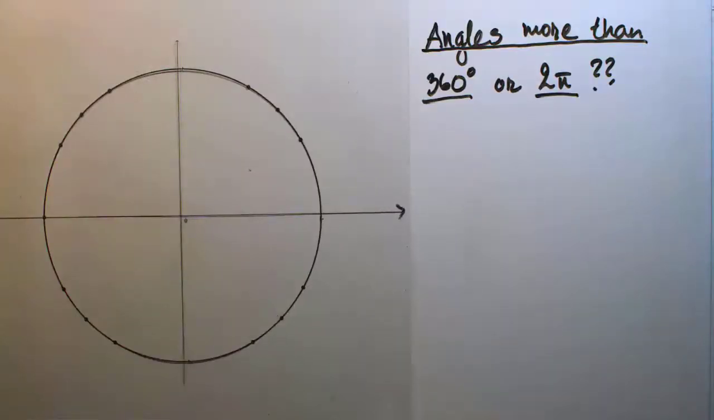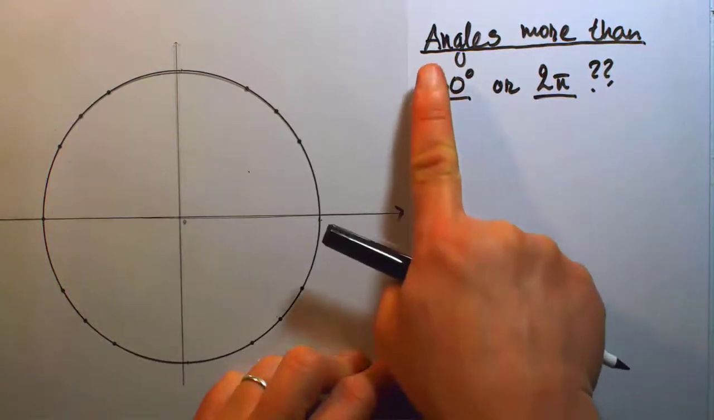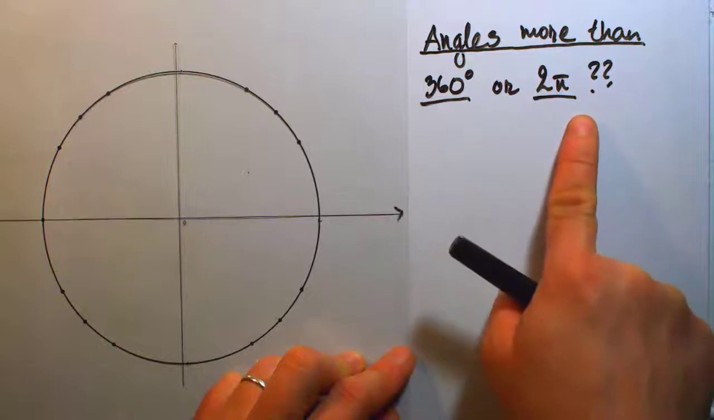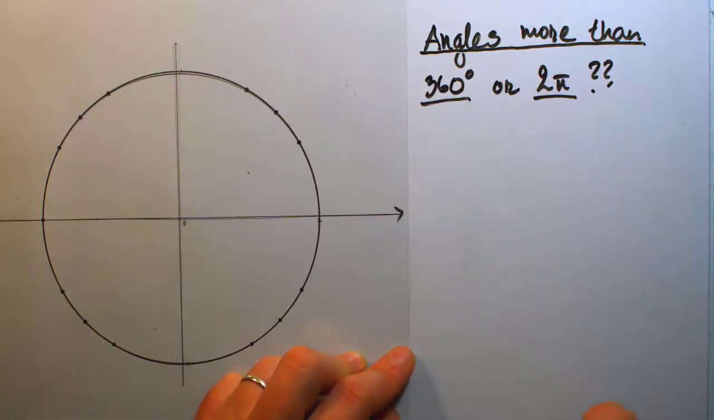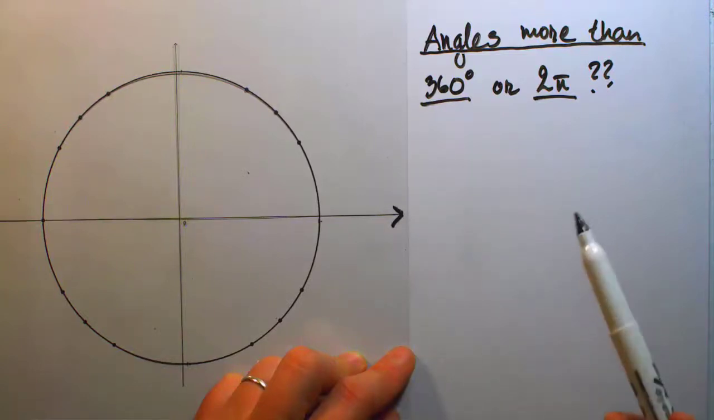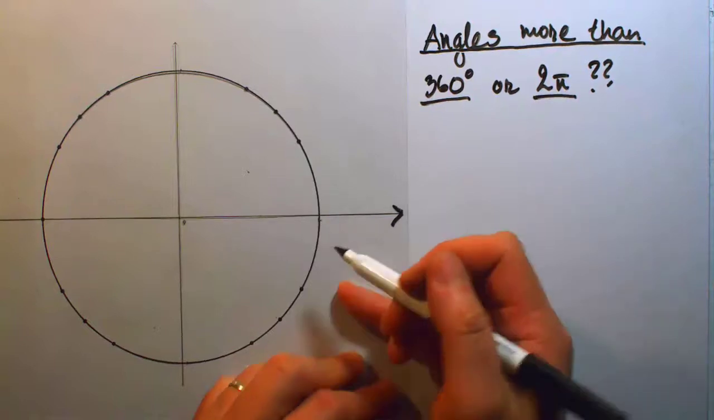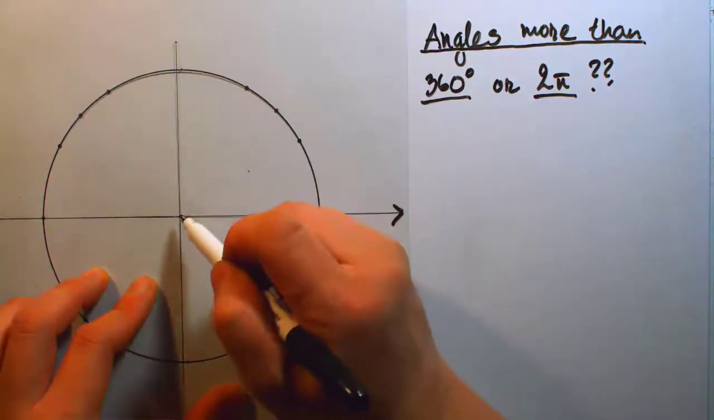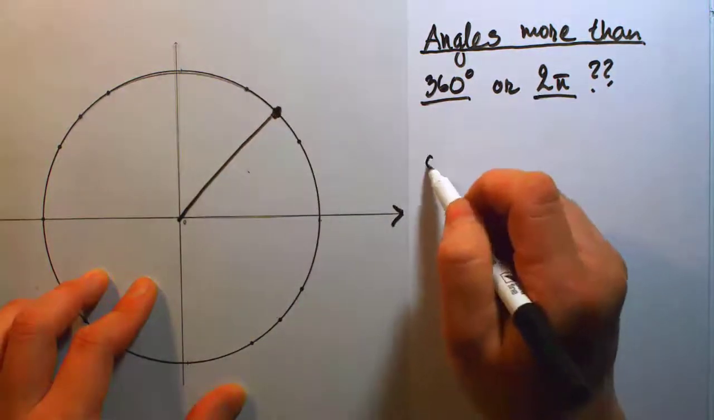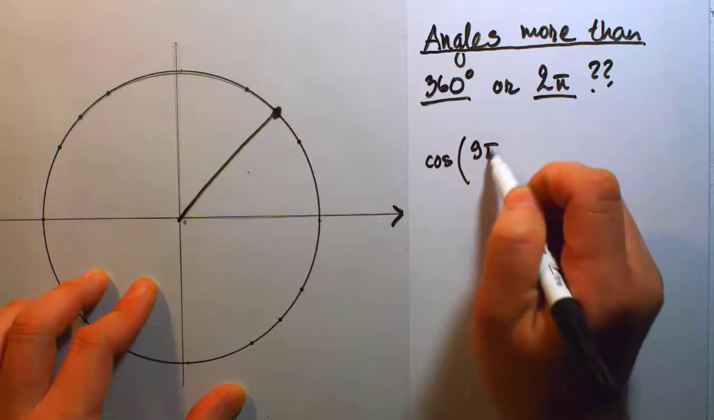All right, and so our last concern now is, what about those angles being more than 360 degrees or more than 2 pi? Remember we talked about those kinds of angles that make more than one complete rotation. Let me put up one quick example here. Let's find cosine of 9 pi over 4.